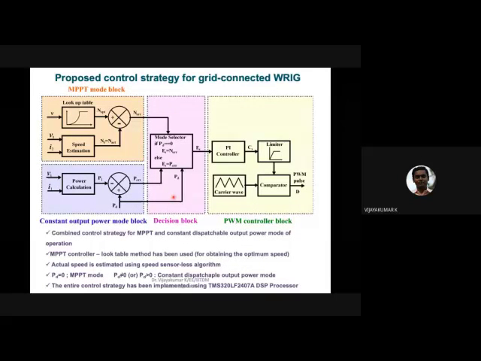In this, we have also proposed some control strategy. In the control strategy, we have two modes of operation. One is the constant output power mode block and the other is the MPPT mode block. Depending upon the power demand, that means a control signal, depending upon the power demand from the grid, the mode selector can select the mode of operation, whether it should operate in the MPPT mode block or in the constant output power mode block. So the decision will be taken depending upon the condition PD. That's very important here.